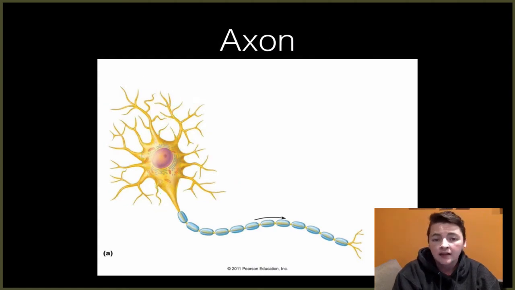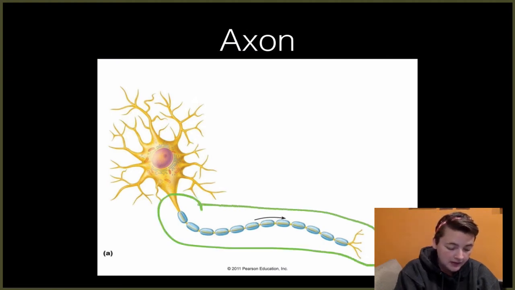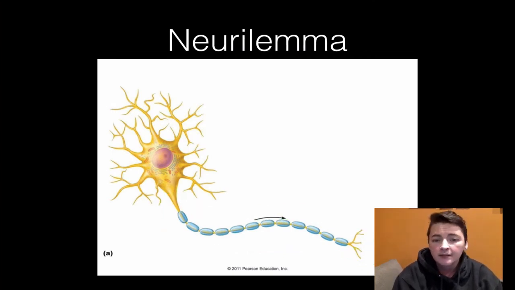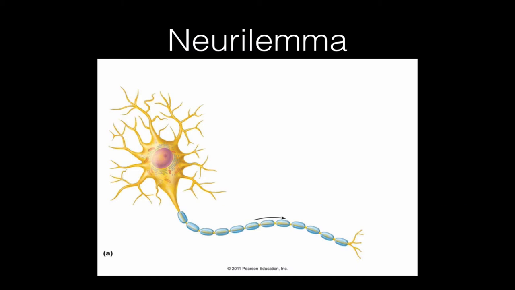The axon is the one extension that brings the message from the cell body out to the next location. This would be the axon, and the direction of the message goes this way. In a neuron, the message will only go in one direction. The neurolemma is the special name for the cell membrane of a neuron. The neurolemma you will not have to identify in a picture.